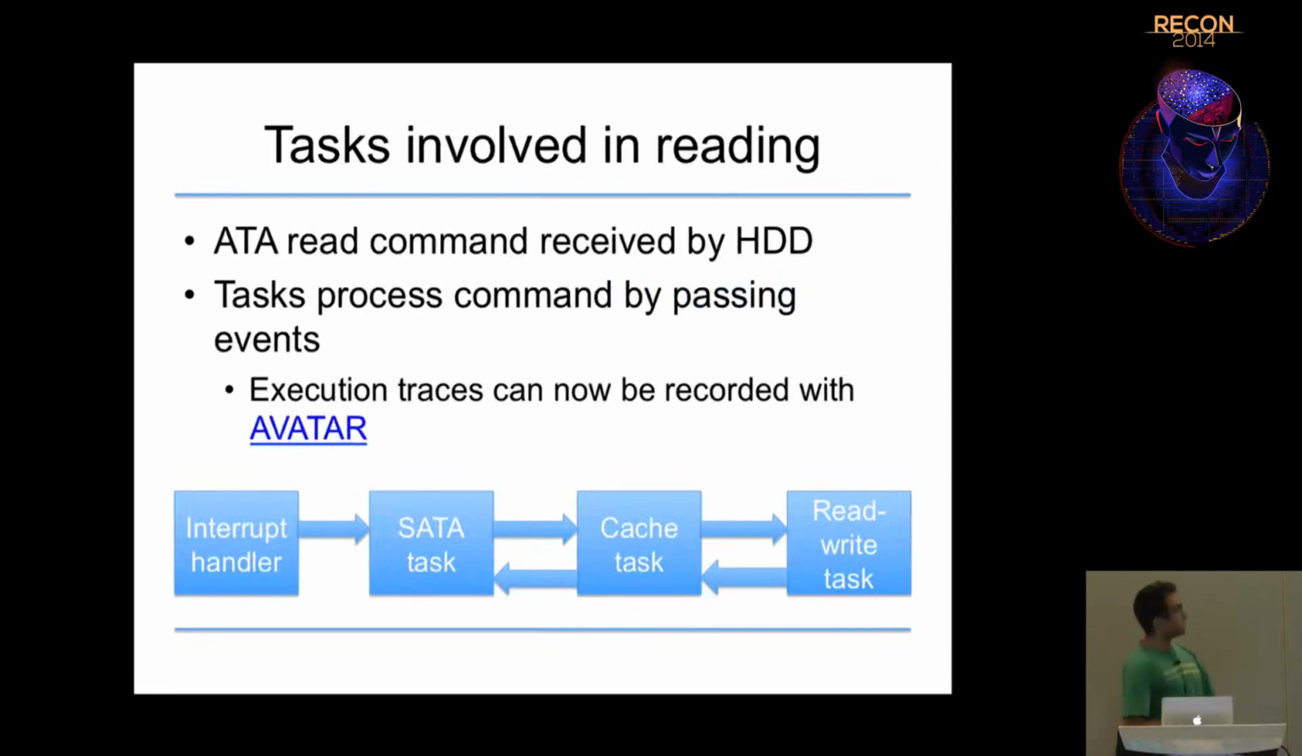So when you trigger a SATA read command, it looks like you pass through several tasks. First, the command arrives, and you handle an interrupt for that. Then it passes control to the SATA task, which will ask the cache task, is this block already there in the cache? If so, the cache task passes it back directly. Otherwise, it goes to the read-write task, which then loads the block from disk and puts it back to the cache task, and the cache task notifies the SATA task, hey, I have the block. And the SATA task replies to the computer, here's the block.